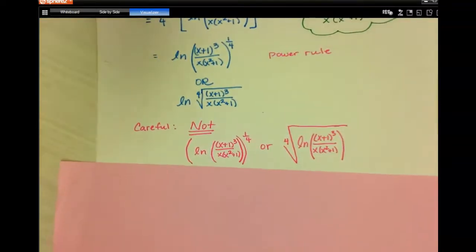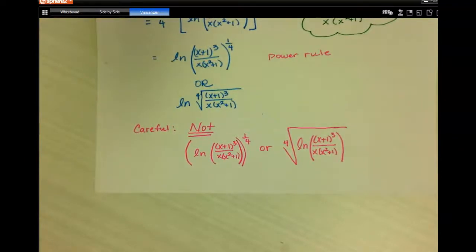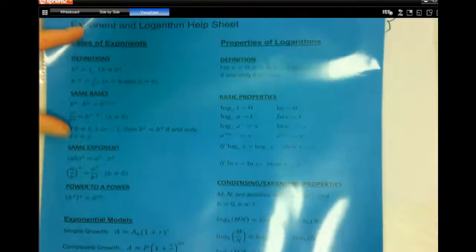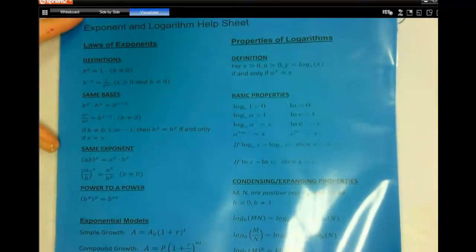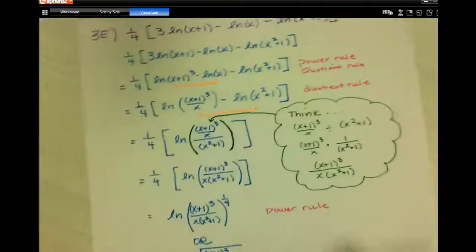So everything we did today is very rules-based, applying the rules. You have all of these expansion rules, remember, on your help sheet that's on Canvas for this section. So don't forget that if you need it.